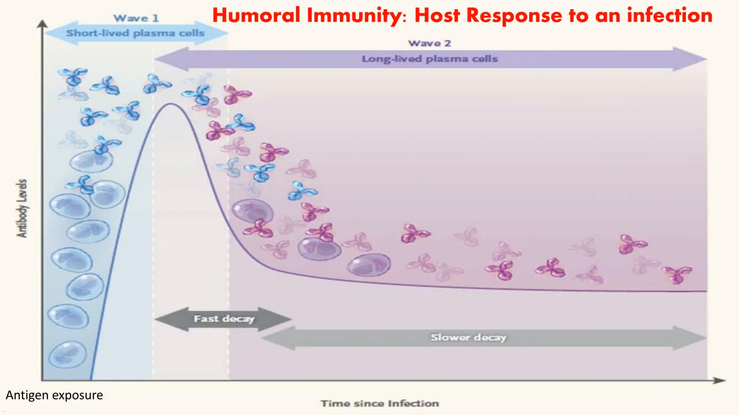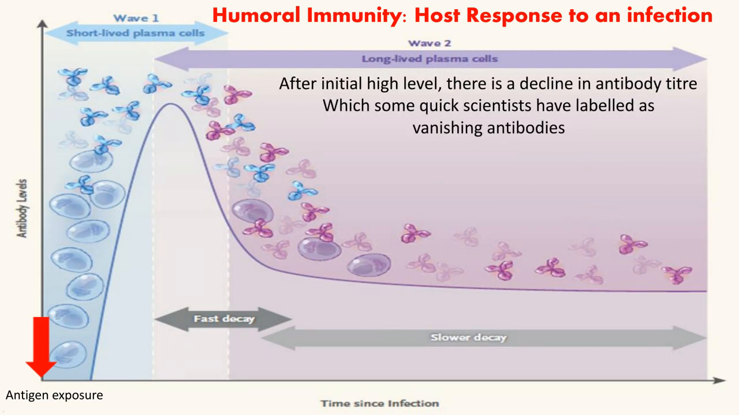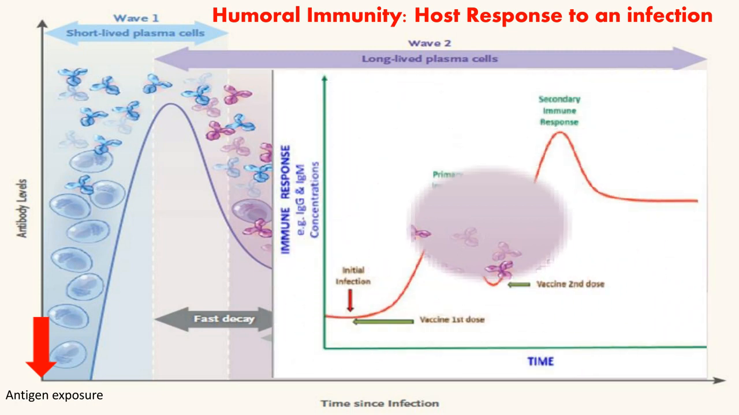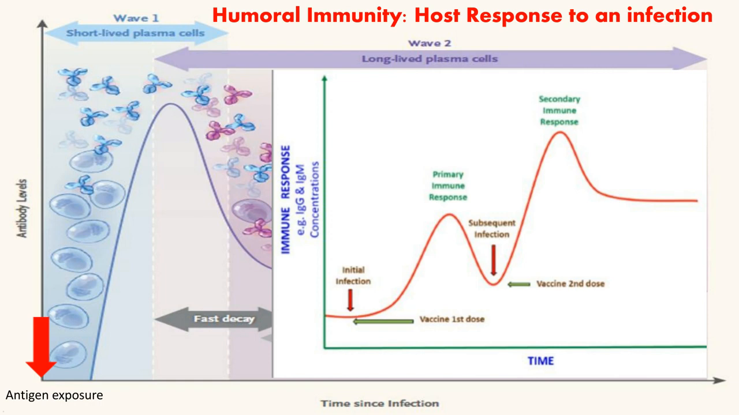Today, our focus will be on humoral immunity and how hosts respond to an infection. Once there is exposure to the antigen, either after infection or vaccination, there is a lag period. Thereafter, the titers rise, and after the initial rise, they would decline. It's when the titers are declining that you need a booster dose to jack up the immune response.